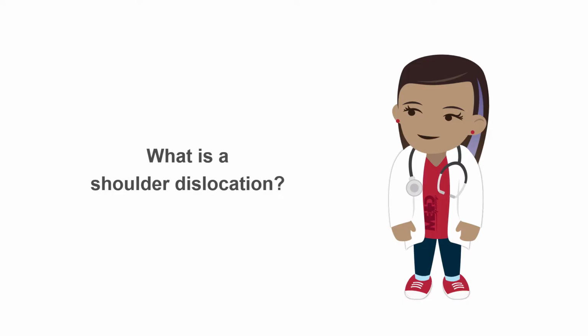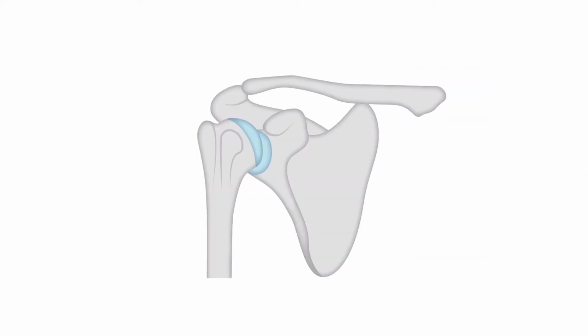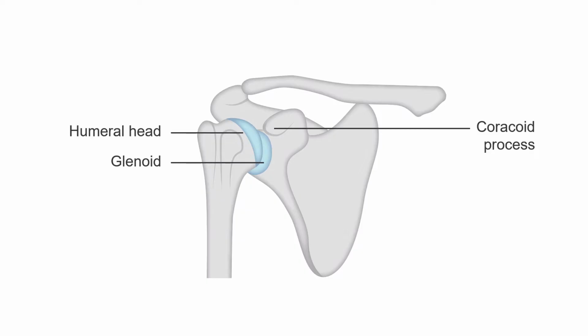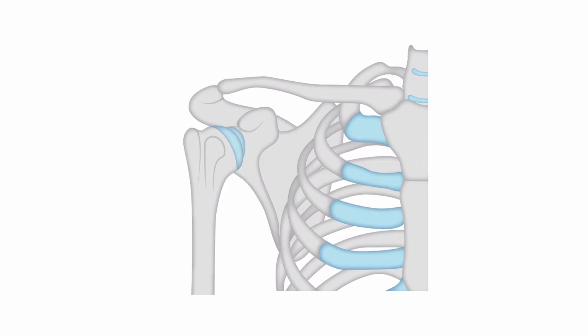Let's start by describing what a shoulder dislocation is. The shoulder has the most range of motion of any joint in the body because of the shallow nature of the glenoid fossa. The landmarks we need to review are the glenoid, or the shoulder socket, the humeral head, the coracoid process, and the acromion and the clavicle. That shallow glenoid fossa makes the shoulder the most frequently dislocated joint in the body.